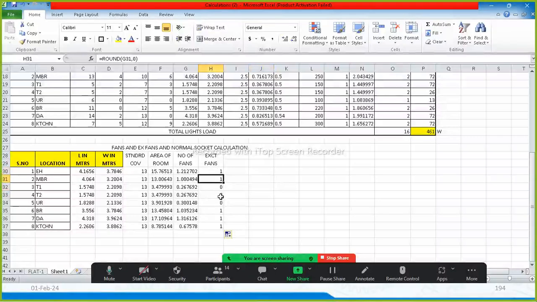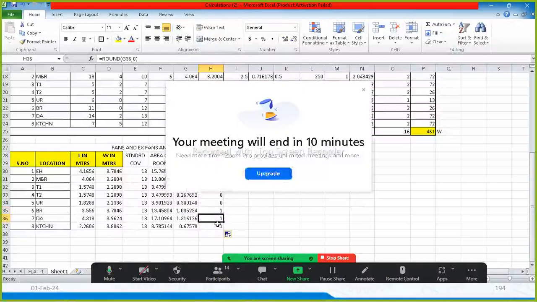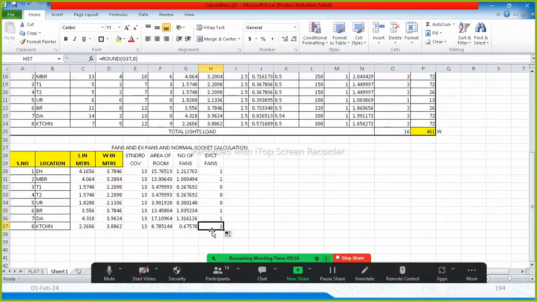So entrance hall we got 1, master bedroom 1, toilet 2, the utility we don't require any more so it's taken 0. Bedroom 1, dining area also 1, and kitchen also I have taken 1. Okay, because of 0 point something. If the client doesn't require any fan in the kitchen, we will not put it up, so I just took 1 fan. The next is exhaust fan.